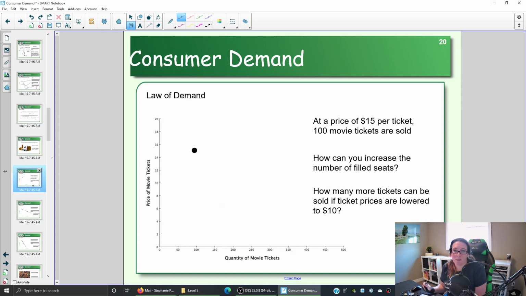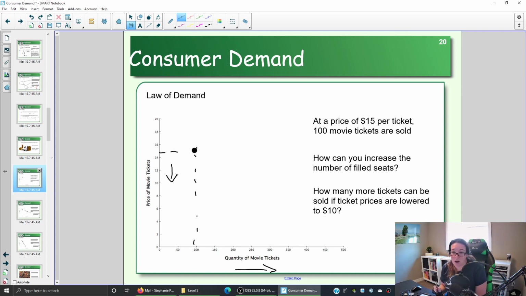Let's assume that at the price of $15, so that's right here at $15, that we are able to sell 100 tickets. So the amount that people are willing and able to buy at a price of $15 is 100. So quantity demanded is 100 at a price of 15. Now you're trying to figure out how to increase that number of tickets. So how can you get more seats to be filled? What if you lowered the price of your ticket? What would happen to the quantity of tickets that people were willing and able to buy?